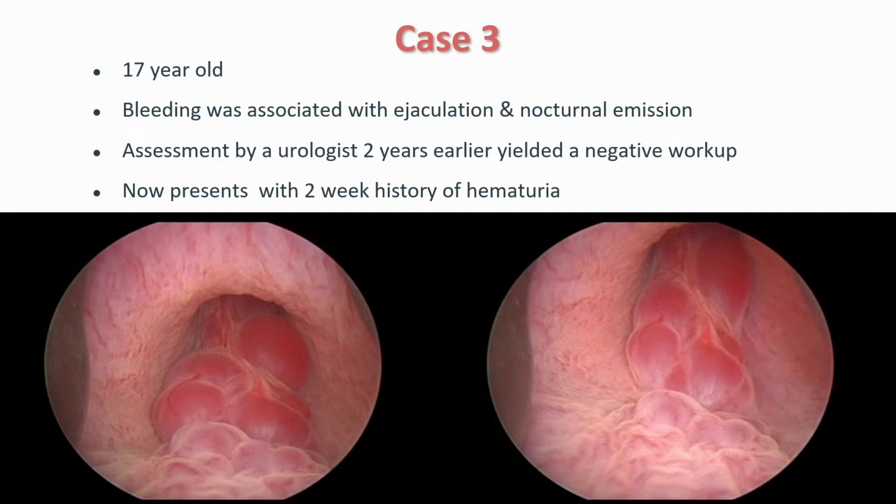Then case number 3, a 17-year-old, again bleeding, this one with ejaculation and nocturnal emission. He had a previous assessment 2 years ago, which yielded no results, and following the persistence of the symptom, he came back again, and you can see it would be hard to understand how someone would miss this, but from literature, it's a common occurrence where this diagnosis is missed. At this stage, it's actually at the transition zone between the urethral crest and the external urethral sphincter.